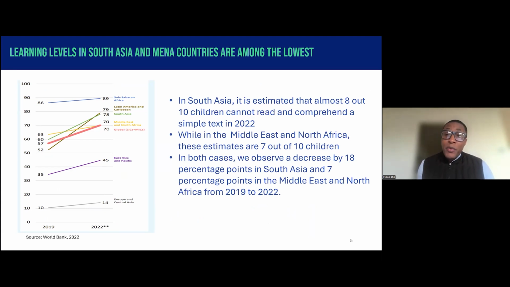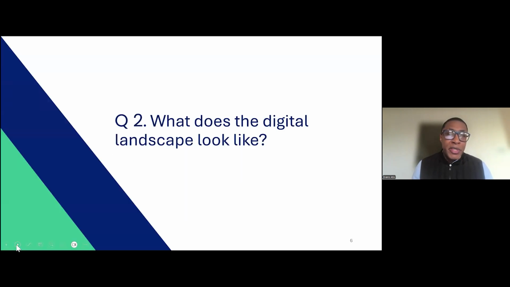And in both cases, we've observed a decrease when we compare before and after the pandemic. But the reality is that learning levels were already low. So basically, these are the main challenges we have at hand. I try to simplify, but we know we have more complex challenges than that. But when we look at access and learning, this is where we ask how technology can help solve those problems in these regions.